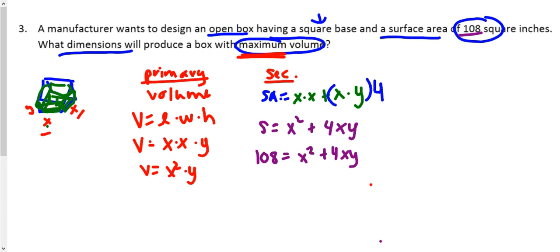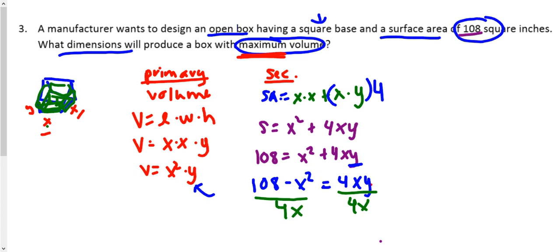I think that looking at our primary equation, it's going to be easiest to plug something in for y. So I want to solve for y over here and get y equals, so I can plug it in. That means I'd have to subtract the x squared. Then the y still has a 4x with it, so we're going to divide by 4x. So here these would cancel, and our second equation is y equals 108 minus x squared, divided by 4x.